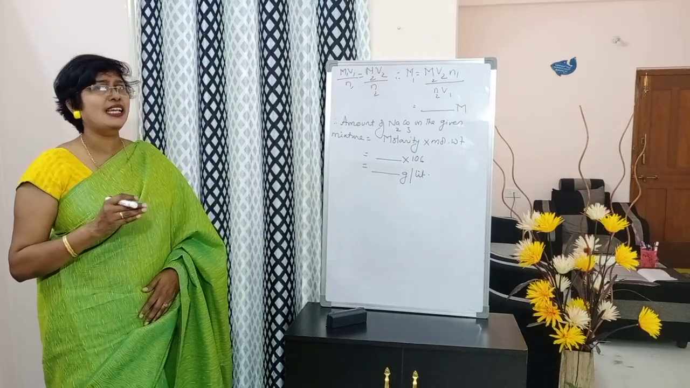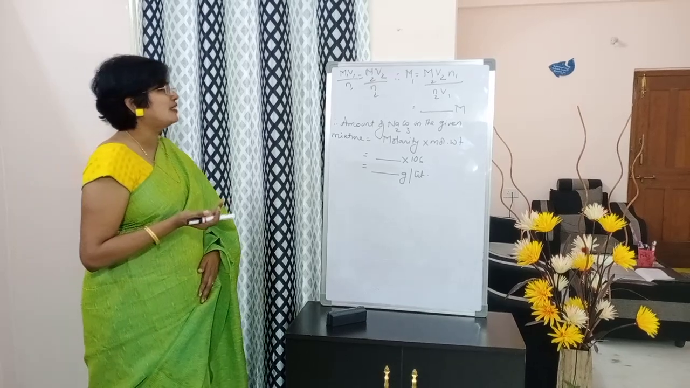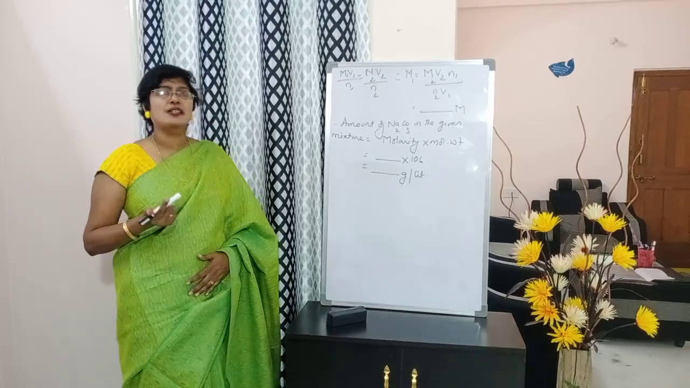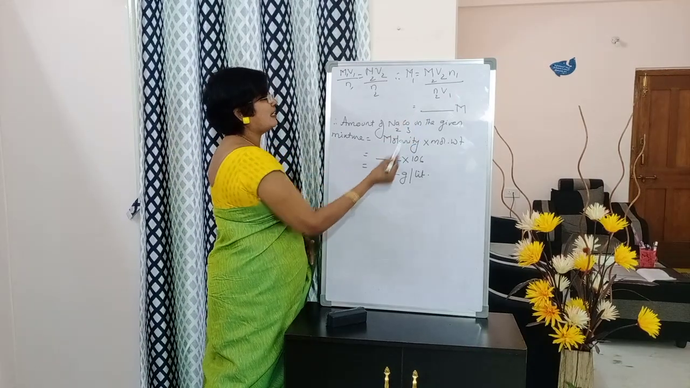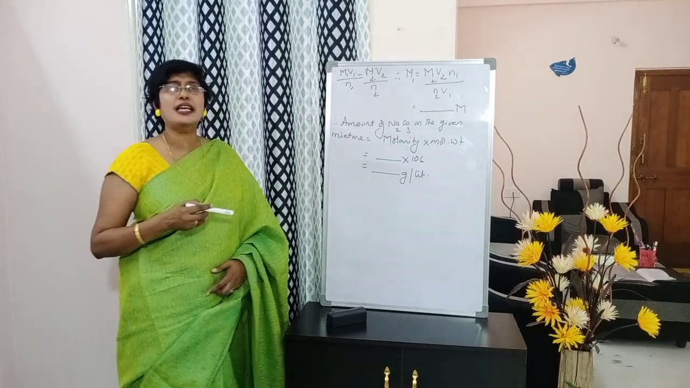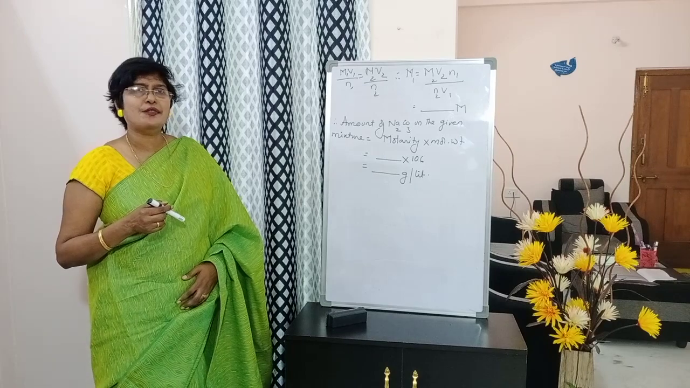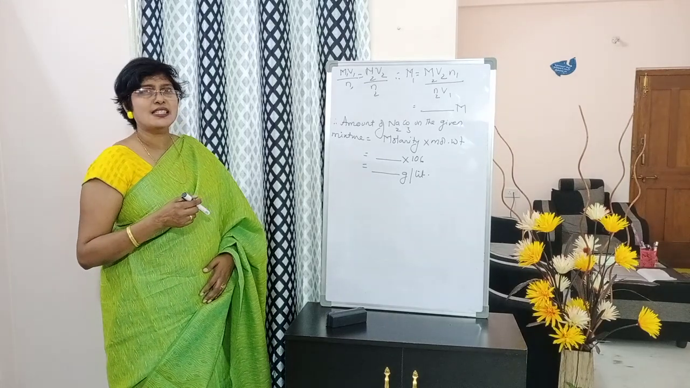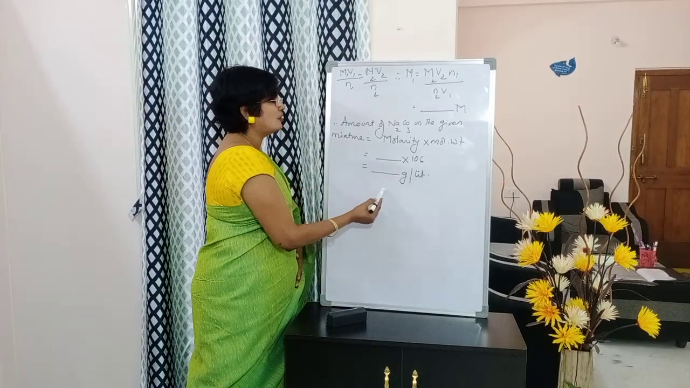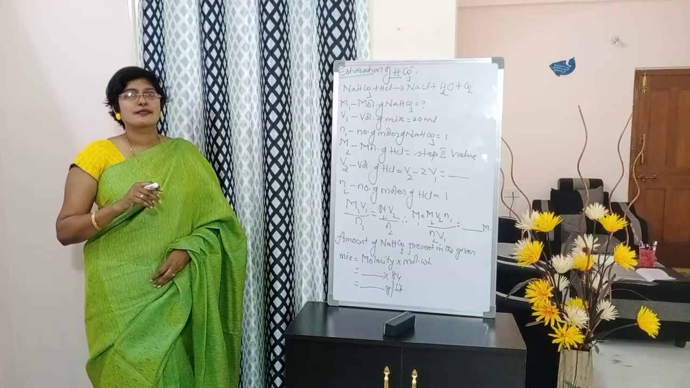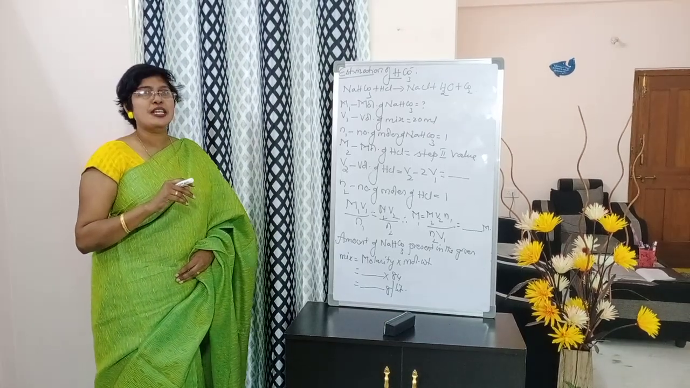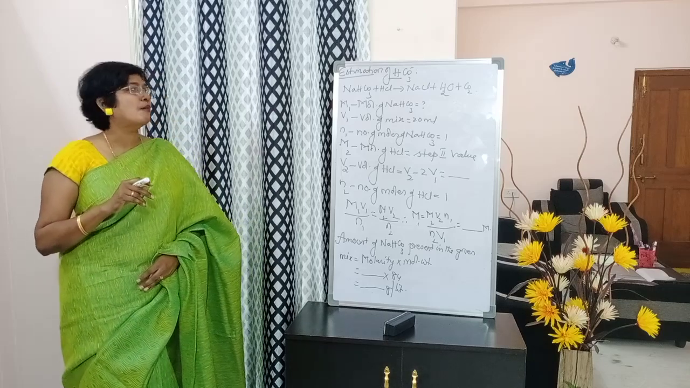So finally, amount of carbonate present in the given mixture will be equal to molarity into molecular weight, students. So whatever value you are getting here, that you will substitute here. Okay. So molarity into molecular weight of Na2CO3, 106. So multiply these two, that will be your amount of carbonate. Below write down estimation of HCO3 minus.